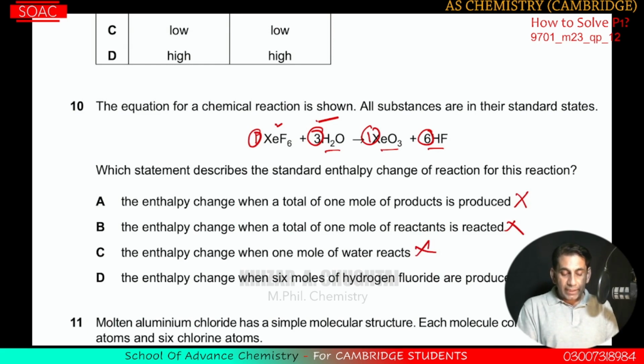And enthalpy change when 6 moles of hydrogen fluoride are produced. Yes, it is true. This reaction can be considered as the enthalpy change with respect to 6 moles of HF, not the formation of HF. This enthalpy change is with respect to the 6 HF. Yes, you can say 6 moles of HF are produced or formed. But this is not the enthalpy of formation. D is the correct option.